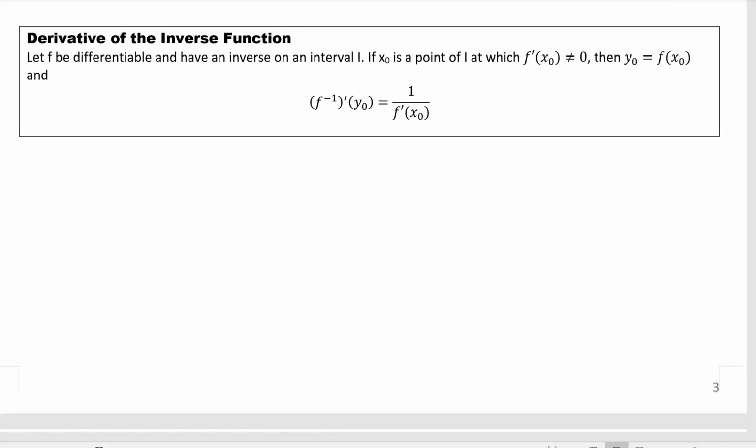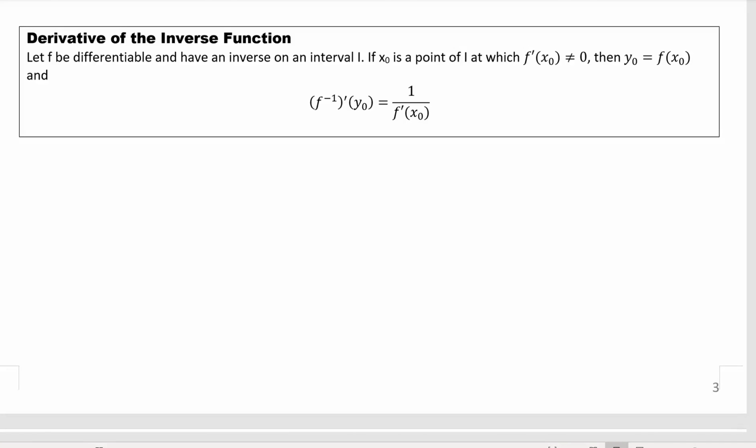Let f be a differentiable function, and suppose f has an inverse on the interval I. If x0 is a point of the interval I at which f is differentiable, and the derivative is not 0, and y0 is the y value of the point on the graph of the function, then the derivative of the inverse function at y0 is 1 over the derivative of f at x0. Oh, a lot of math symbols.